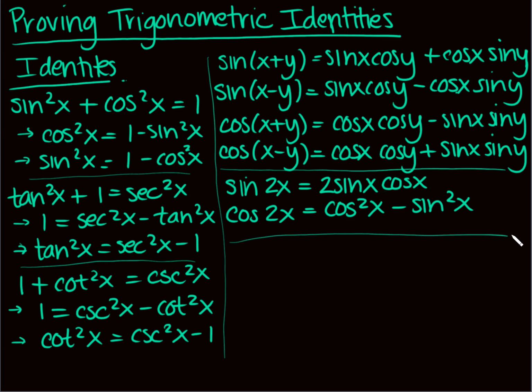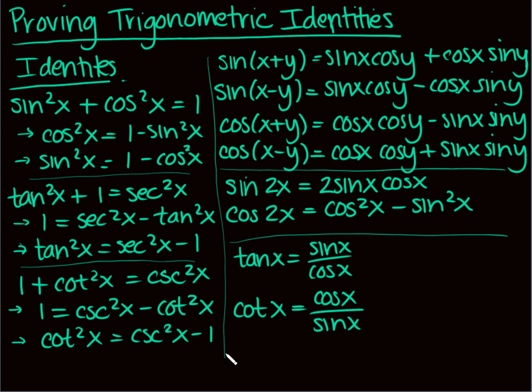And then, of course, what else do we know? These are pretty obvious, hopefully. Tangent is sine over cosine. Cotangent is cosine over sine. Oh, our half angle formulas. Those are pretty obvious, hopefully. Actually, I'm not going to write those down. If we need those, we'll grab them.